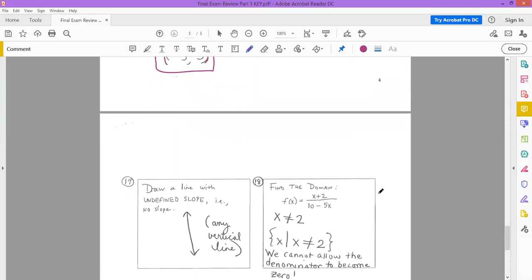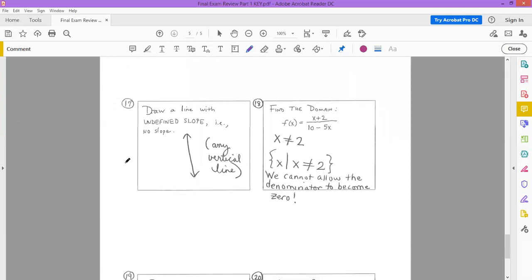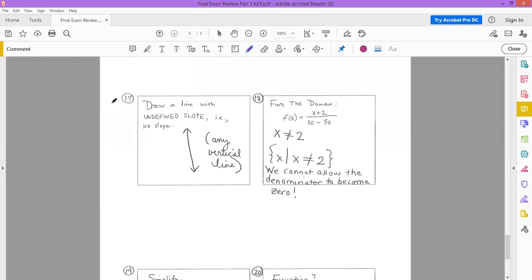For number 17, we want to draw a line with an undefined slope. So the line that has an undefined slope is a vertical line. So you can just draw a line up and down. Any vertical line has a slope that is undefined. Now you also need to know which line has a slope that's 0, and that's when you see a horizontal line.